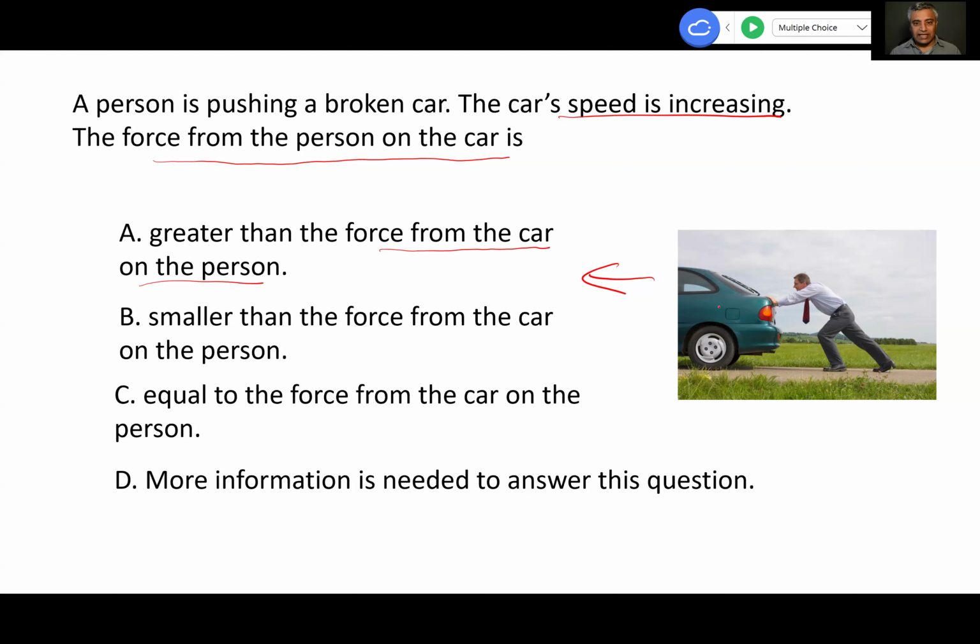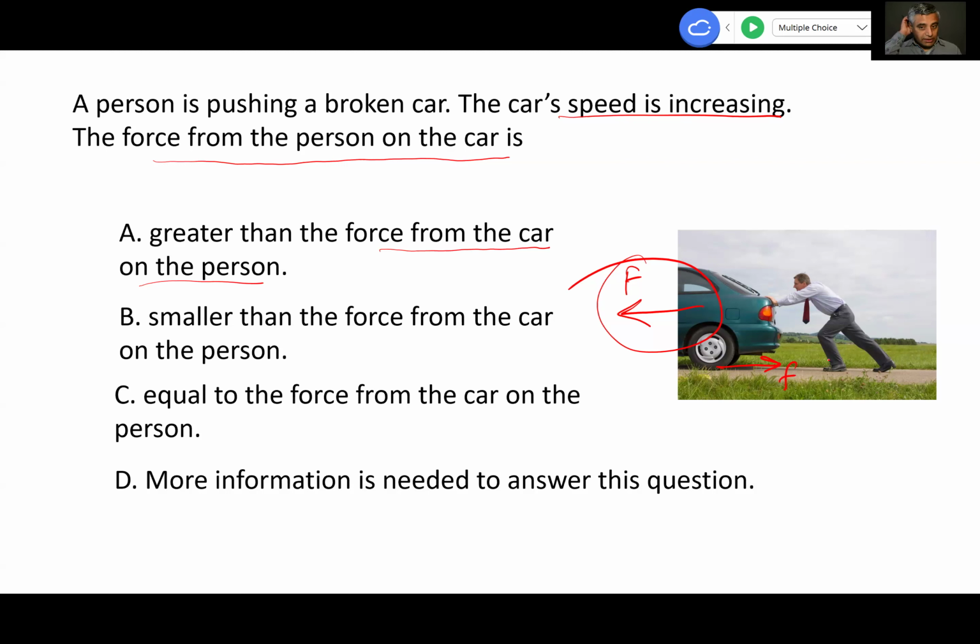So wouldn't those two forces cancel? Remember, the car moves because of the force acting on the car, not because of the force acting on the person. So the force from the car on the person acts on the person. That does not cause the motion of the car, but it causes the motion of the person. The force acting on the car is the force from the person, and that's what makes it accelerate. As long as this is larger than the friction force here, what happens? It's larger.